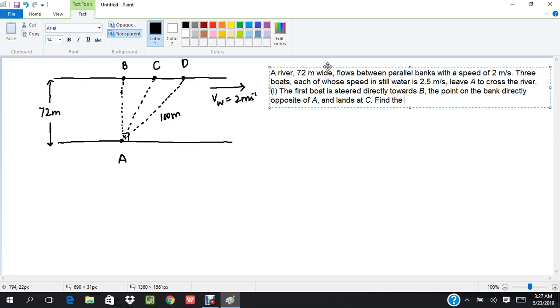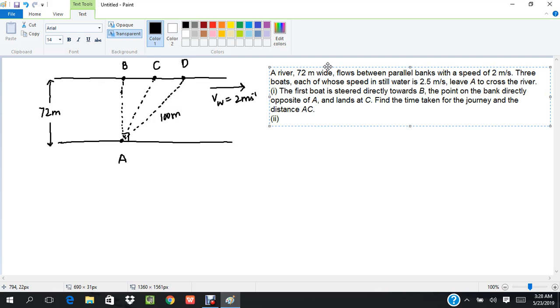Find the time taken for the journey and the distance AC. So it's interesting now. Let's see. Okay, I'll write all the questions first and then we'll do each of them.